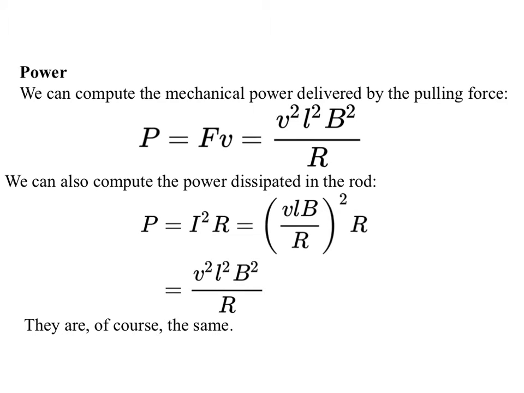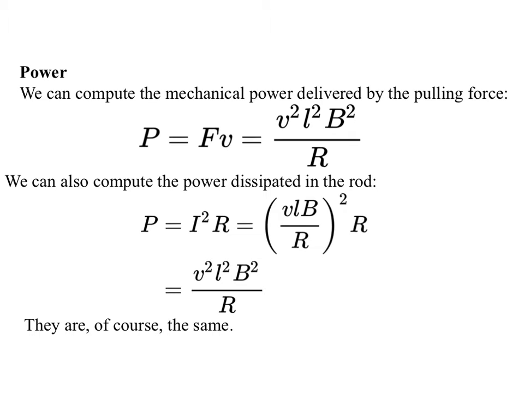We can compute the mechanical power delivered by the pulling force, which you might remember or might not. The power delivered by something is the force times the velocity at which the thing is moving. And we know what the force was, which was VL squared B squared over R, and we multiply by V, and we get V squared L squared B squared over R, which actually is suggestive, and we'll see that in a second.